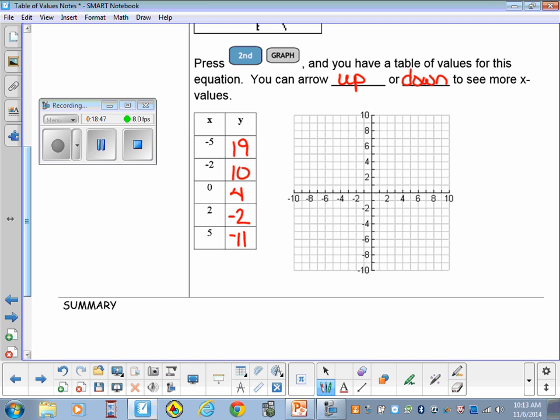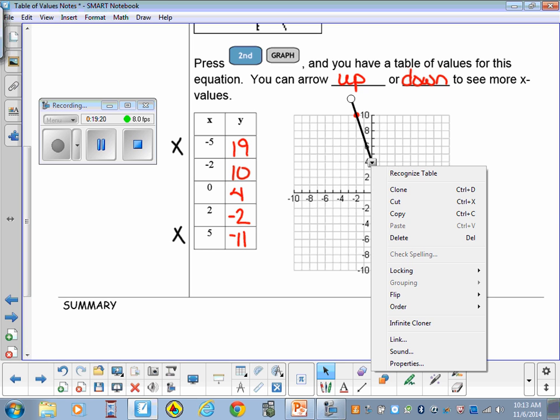Okay? I'm not even going to try to graph these two. I'm going to stick with the 3 in the middle that I can graph. Negative 2, 10; 0, 4; and 2, negative 2. Using my straight edge, going beyond the points I plotted, and putting my arrowheads on.